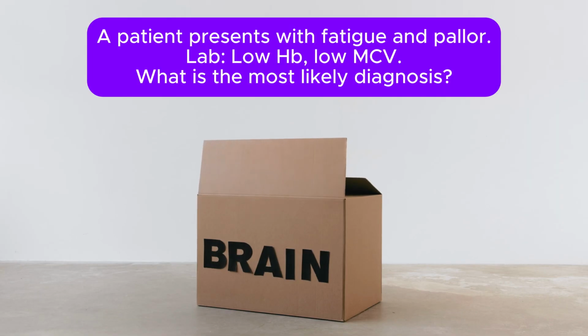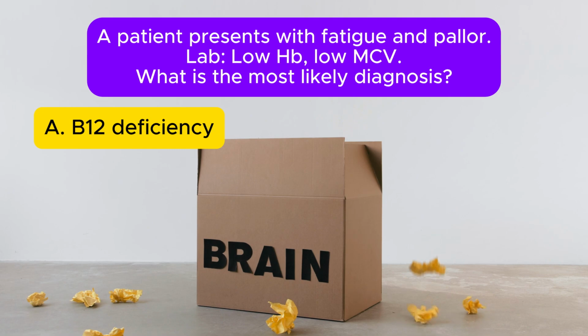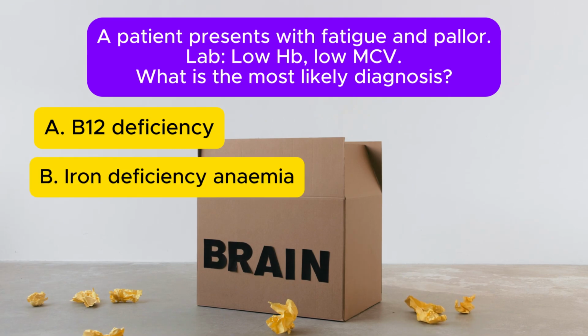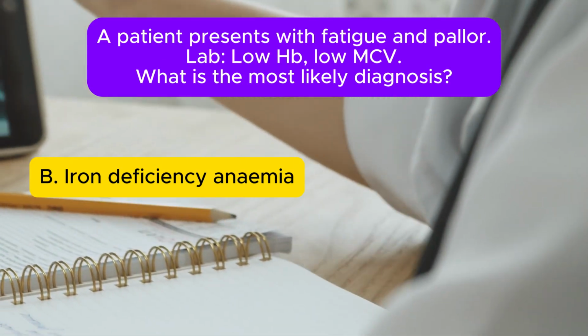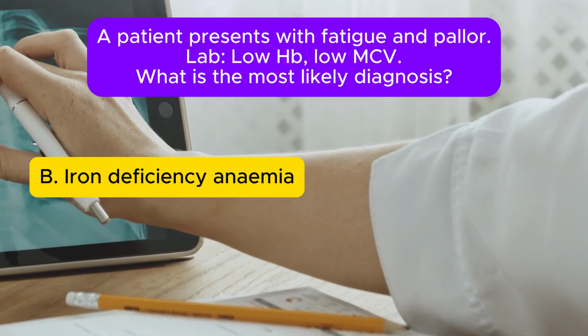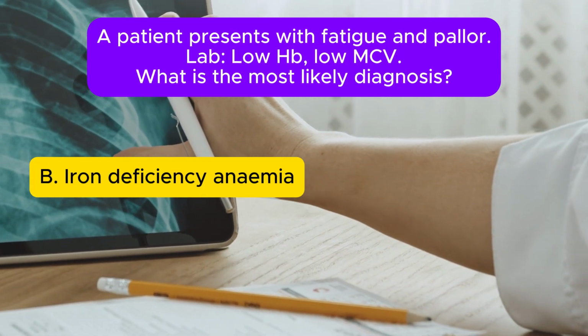Question 1. A patient presents with fatigue and pallor. Lab: low HB, low MCV. What is the most likely diagnosis? A. B12 deficiency. B. Iron deficiency anemia. C. Infection. Your answer? Yes, B. Iron deficiency anemia. Microcytic anemia is most commonly due to iron deficiency.